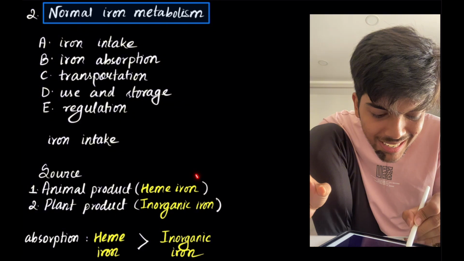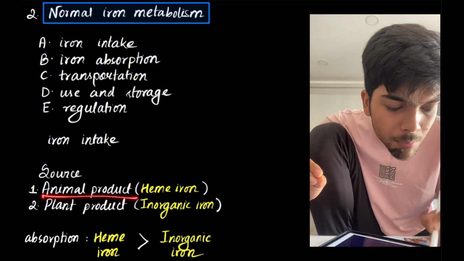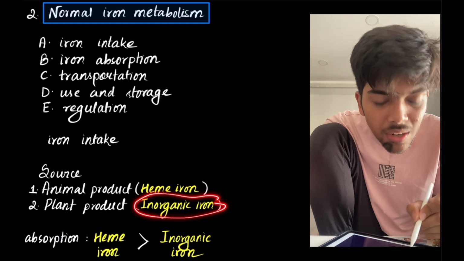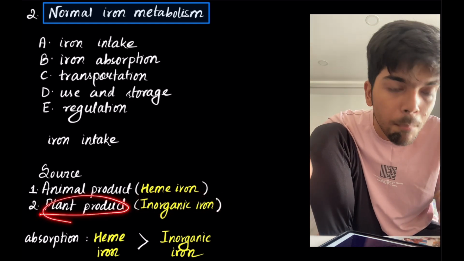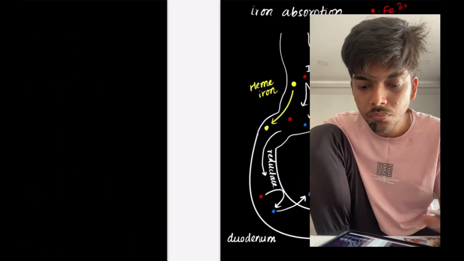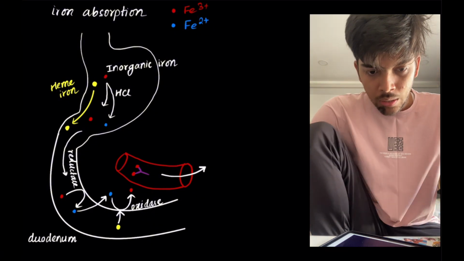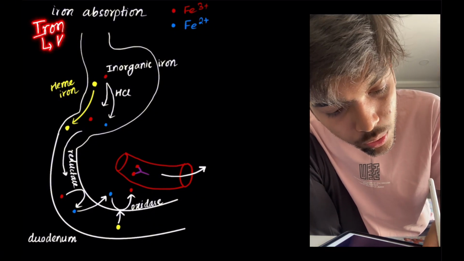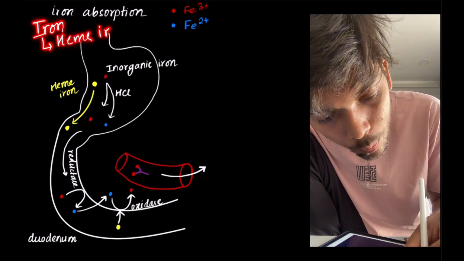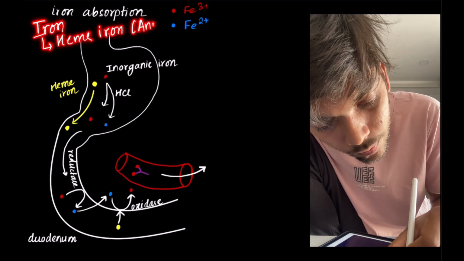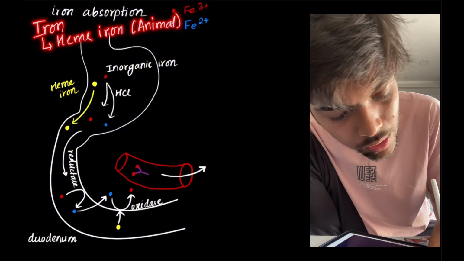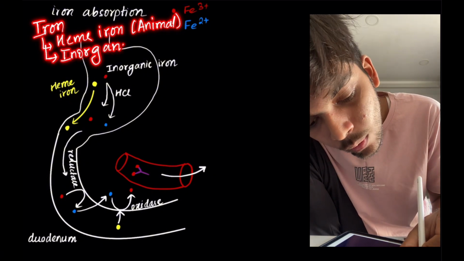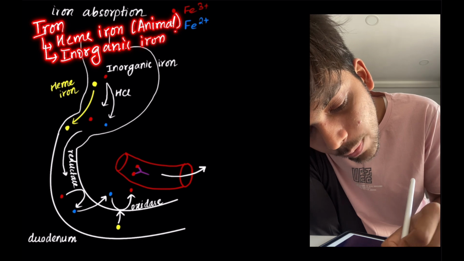That is why heme iron obtained from animal product gets absorbed much faster than the inorganic iron obtained from plant product. Okay, again, I said that there are two types of iron. There's your heme iron, which is obtained from animal product, and then there's your non-heme iron, which is also called inorganic iron, which is obtained from plant product.